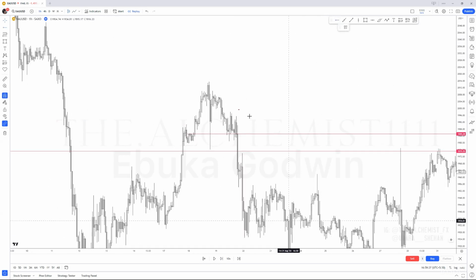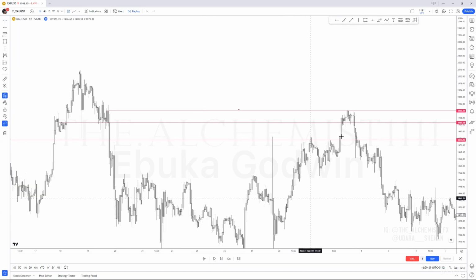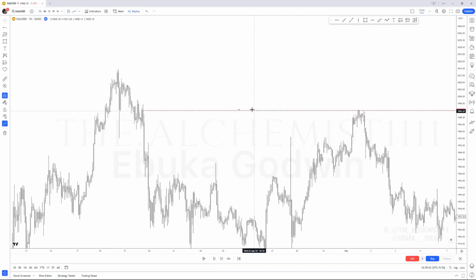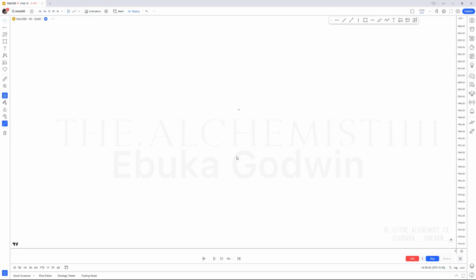We had one more H1 resistance here. That is where I tapped into, see. So we will go through all of that. Don't worry, we will go through all of it. That is not a problem.